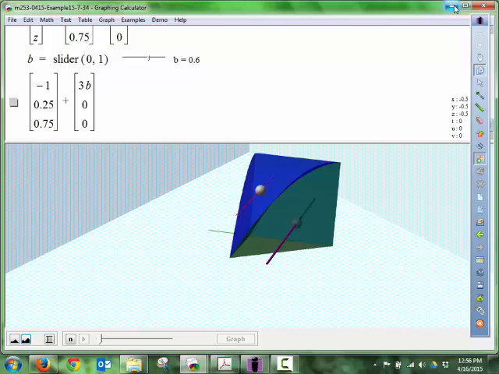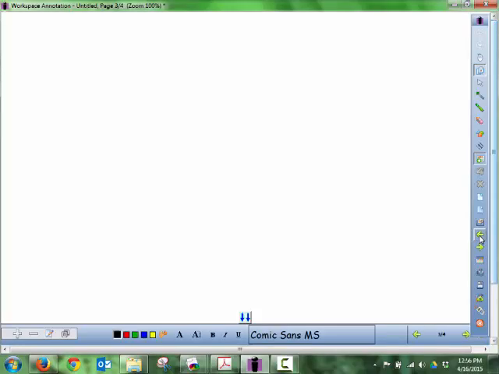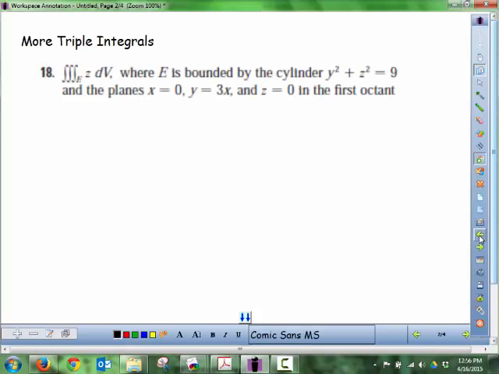All right, so you didn't have to add on to your notes. We can go back to our problem that we were going to do. So here we have a triple integral, and our integrand is z. And remember that dV is the dx, dy, dz in any particular order that you need it to be. Bounded by a cylinder, y squared plus z squared is equal to 9. And the planes x is equal to 0, y is equal to 3x, and z is equal to 0. And they're all in the first octant.